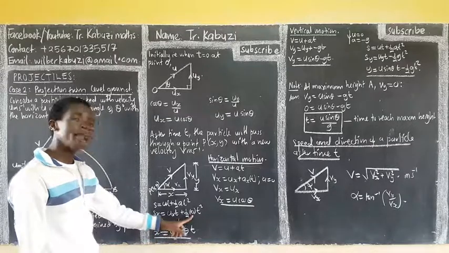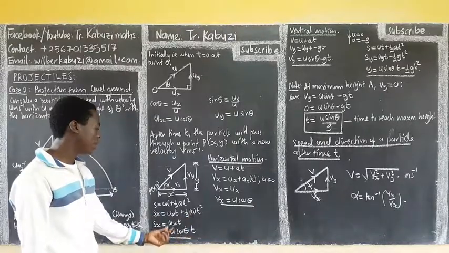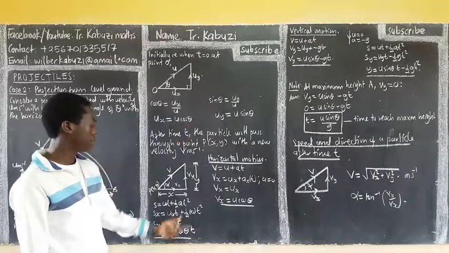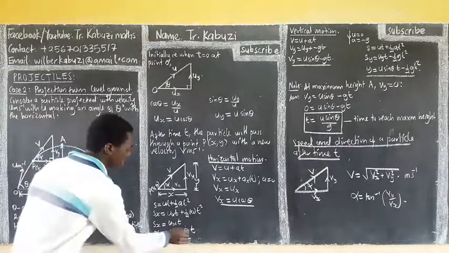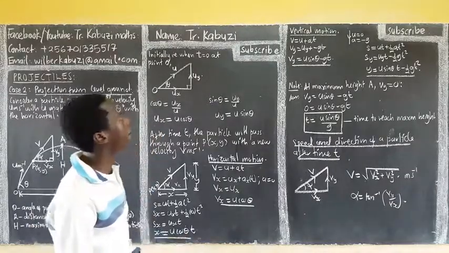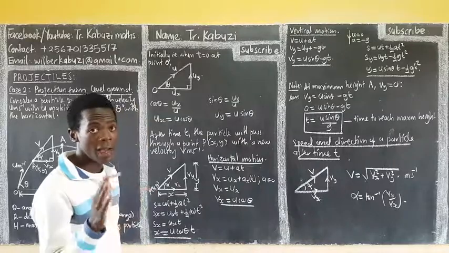Of course, when we have horizontal distance, acceleration is 0, and so we substitute our ux, then times t. So the whole of this t is multiplying that thing.